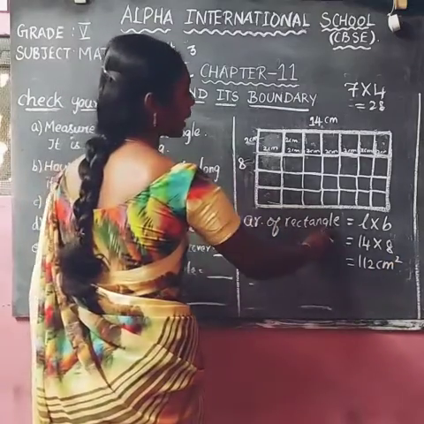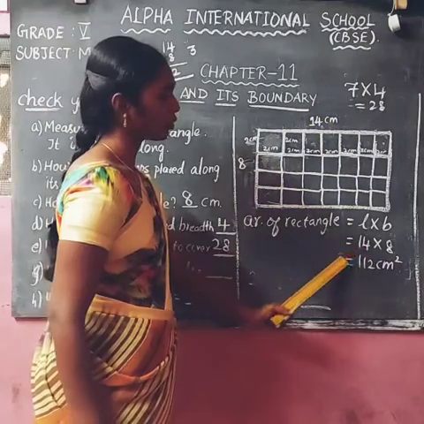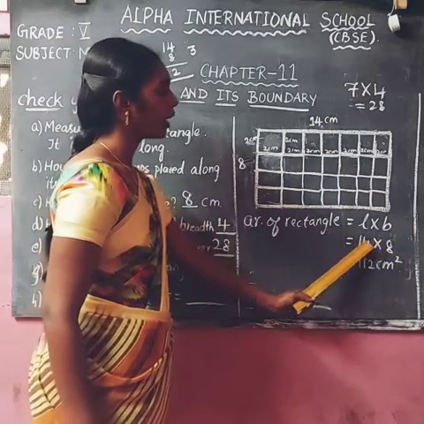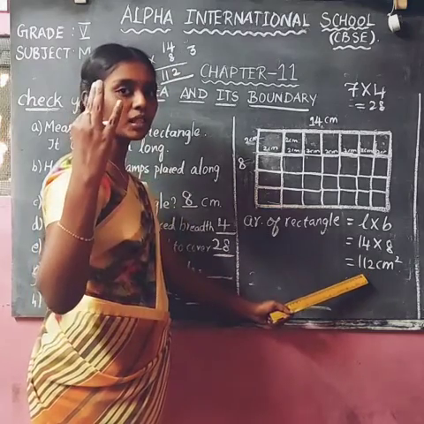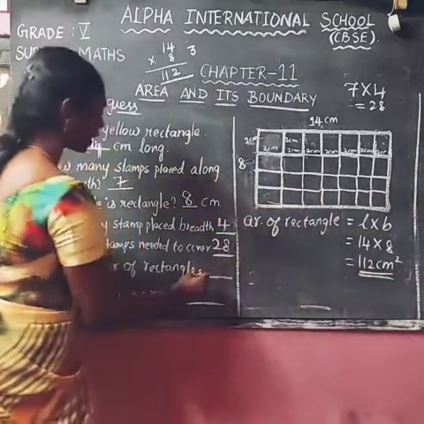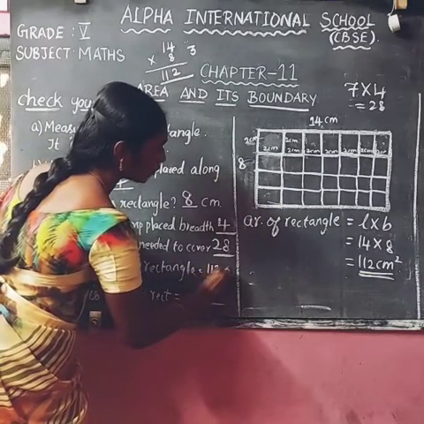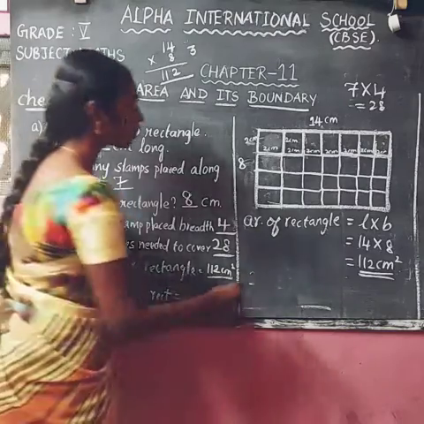So area of rectangle is length into breadth. Length is 14 and breadth is 8. So we want to multiply 14 into 8. 8 fours are 32, balance 3. 1 eight is 8, and plus 3, 9, 10, 11. So 112 is the area of the rectangle. So in this place you want to put 112 centimeter square.